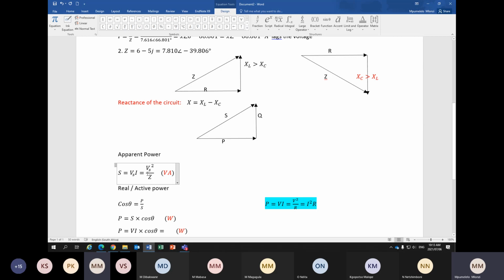We use the supply voltage squared over the impedance, because on the hypotenuse, S is representing the power, and Z is representing the impedance, the resistor, and the reactances of the circuit.